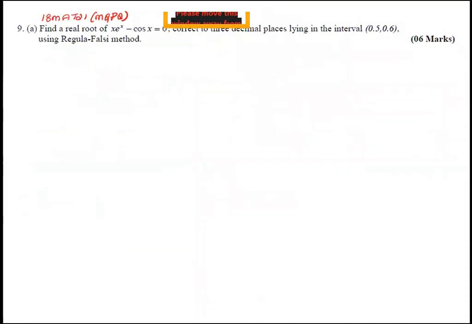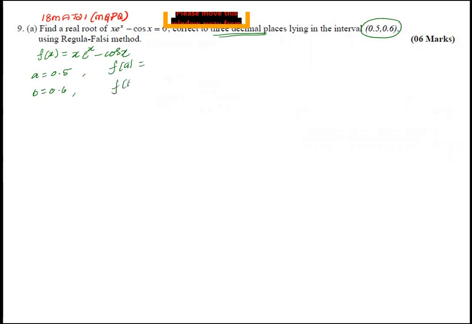Find the real root of the equation f of x is given as x e power x minus cos x, f of x equal to 0, correct to 3 decimal places. Only 3 decimal places is enough. And the root lying between 0.5 and 0.6. So the a value they have given is 0.5, b is equal to 0.6. Find the value of f of a and f of b.